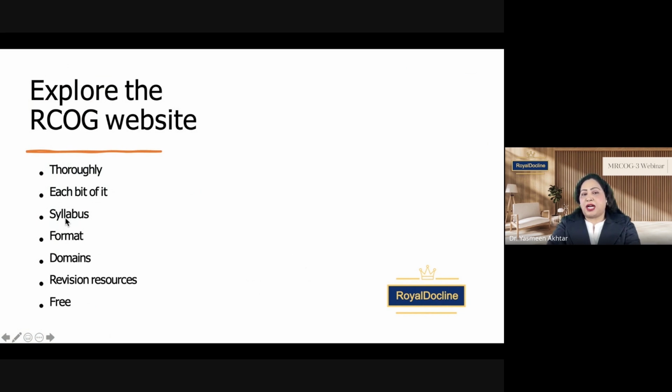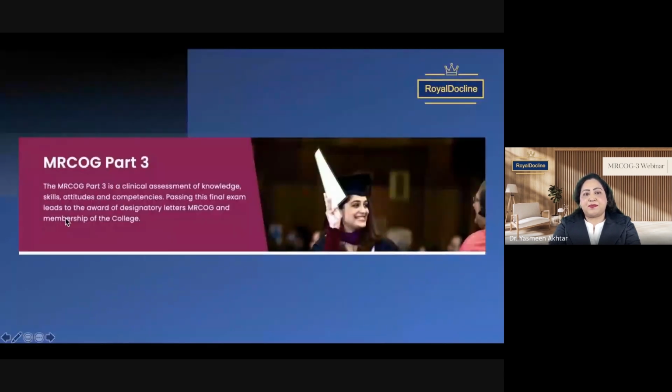So what to explore on the RCOG website? Here you can see there is a link for the RCOG website. You have to go through it very thoroughly. Read each bit of it. Go through the syllabus. Go through the format of the exam. What are the domains? First of all, you need to understand these domains. Then also you have to go through the revision resources. And very important, this is free for everybody. This is by the RCOG, free for everyone. Anyone can get through all of these things. So: syllabus, format, domains, revision resources.